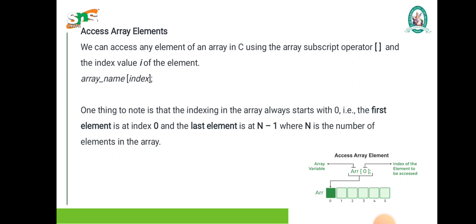How to access the array elements? The array elements can be accessed using the array subscript operator, which we usually call the bracket. Or the array elements can be accessed through the index value of the element. The syntax is that we specify the array name and the index of the array. One thing to note in this indexing is that arrays always start with 0, as I told already in the previous slide, that the index of the array always starts from 0.